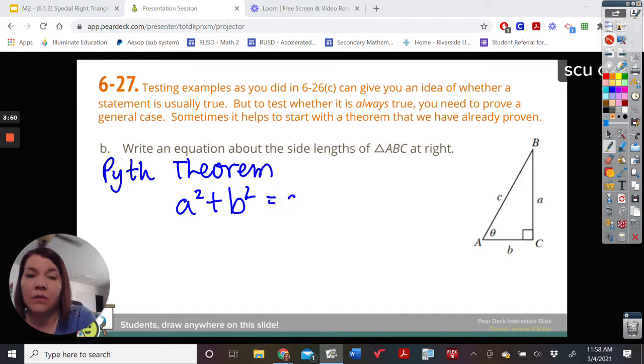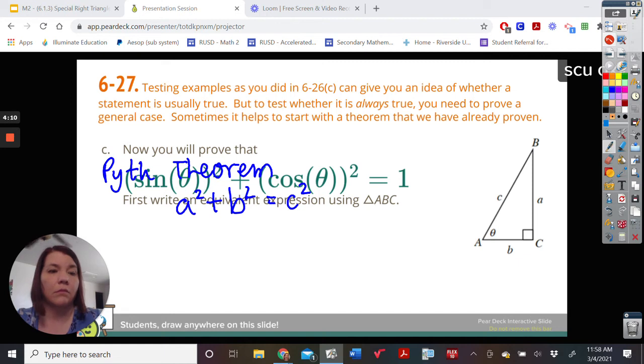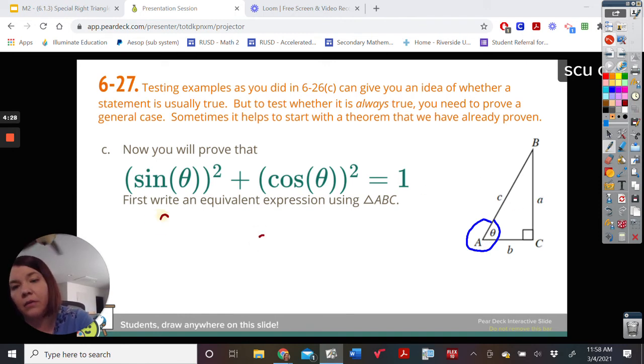So let's see what's going on if we move to a more general form. Now we're going to prove that sine of theta squared plus cosine of theta squared is equal to 1. Theta, remember, is angle A. The first thing we're going to do is write this down with what we know. Sine of A, or theta, is a over c, and we're going to square that, plus cosine of theta, which is b over c, adjacent over hypotenuse, squared. And we're trying to show that it is 1.